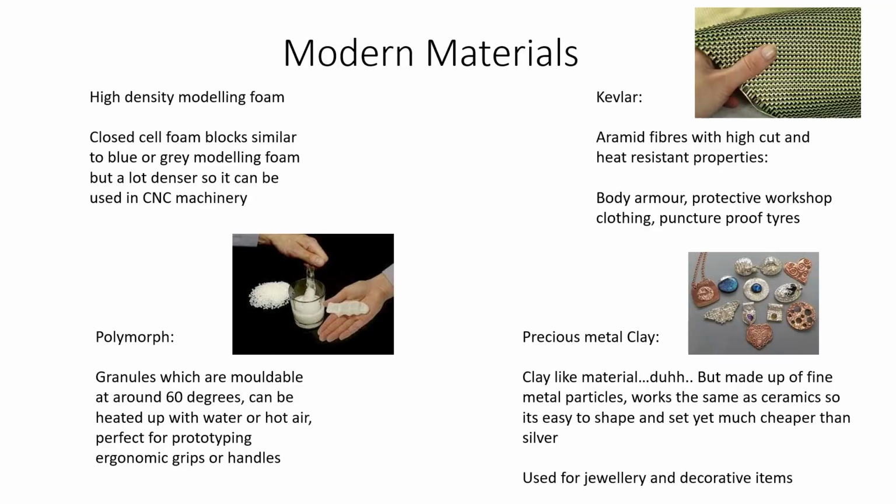And then we've got modern materials. So you've got high density modeling foam. Much like the modeling foam that you used in the first year, which typically was the blue foam that's now grey, you can get denser material of that, which is very, very dense, that you can CNC route.